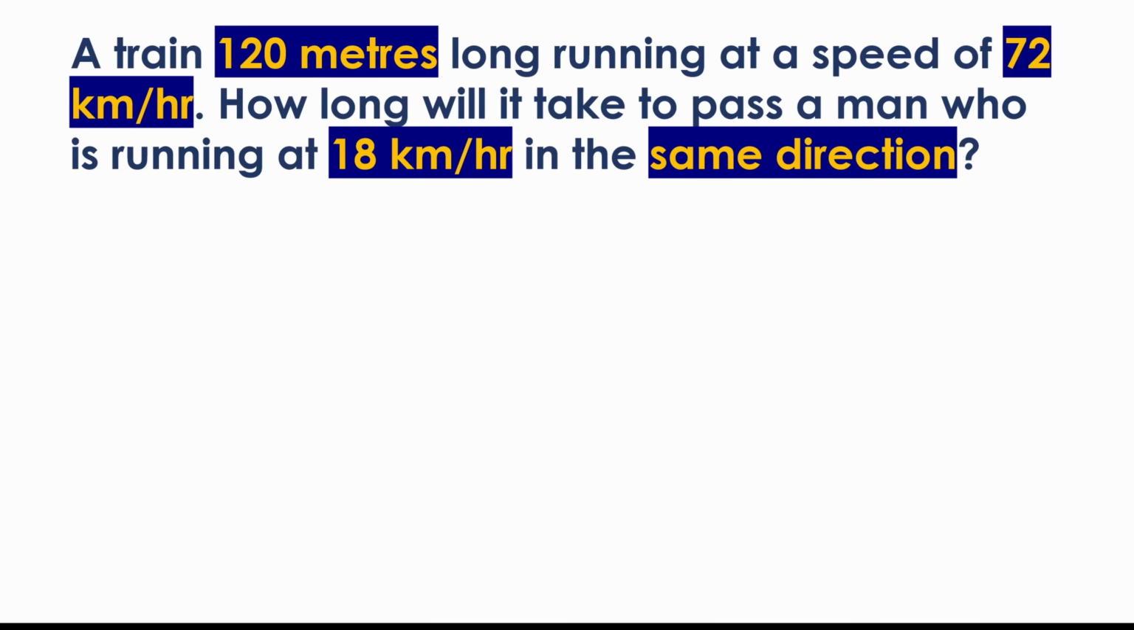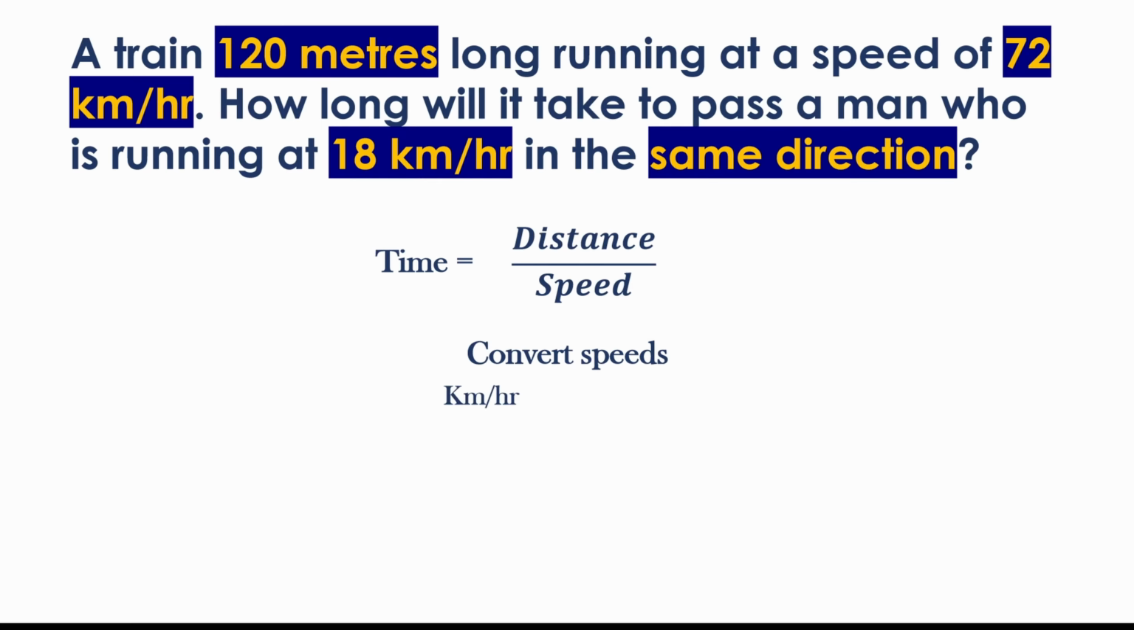If you know anything about the formula of distance, speed, and time, we can write that as time equals distance divided by speed. But first you need to convert the speed. If you look closely at the question, the speed of the train is given in kilometers per hour, whereas the distance is given as 120 meters. So we need to convert from kilometers per hour to meters per second. How do we do that?